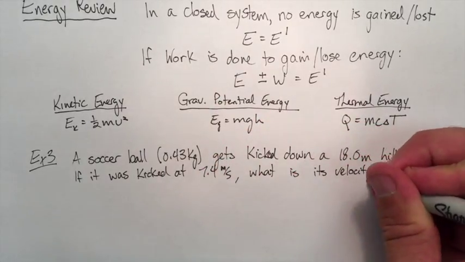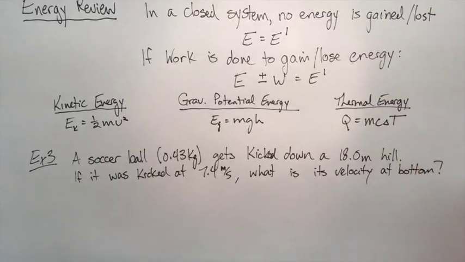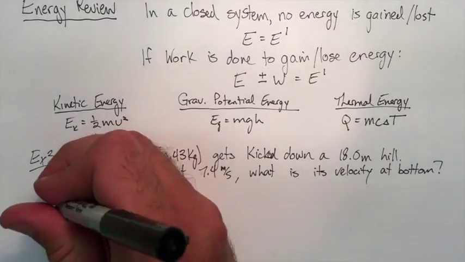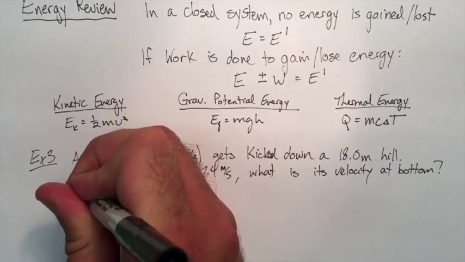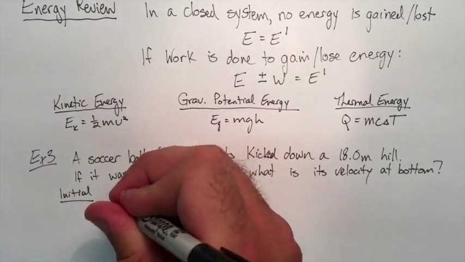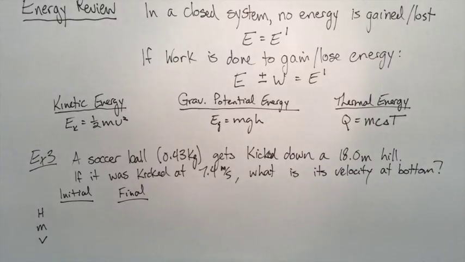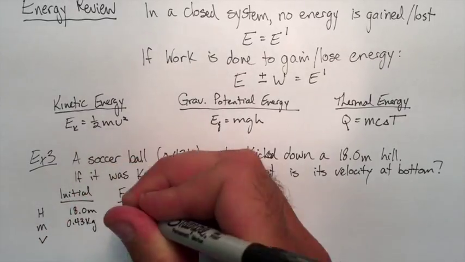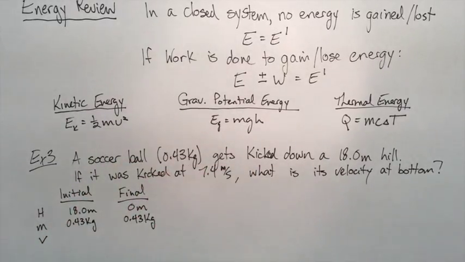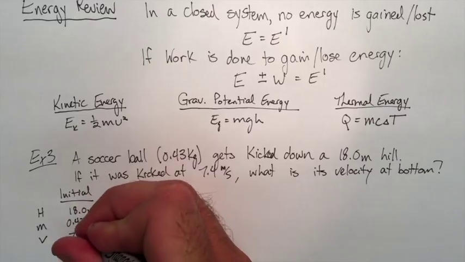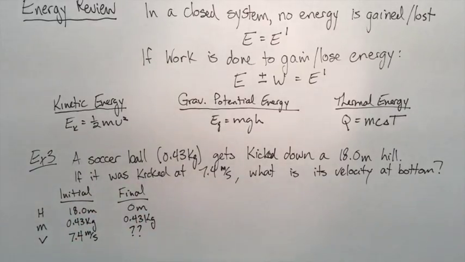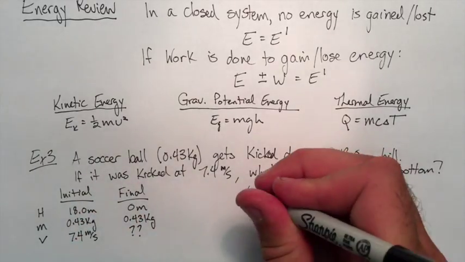So it's important in these questions to organize our thinking. We need to make sure we know what's before and what's after in our equation and what the variables are for each. So let's look at the h, the m, and the v initially and finally. Our height changes. We start from 18 meters and we go down to 0. Our mass does not change. And finally, the velocity does change. It goes from 7.4 to something else, and that's what we want to calculate.